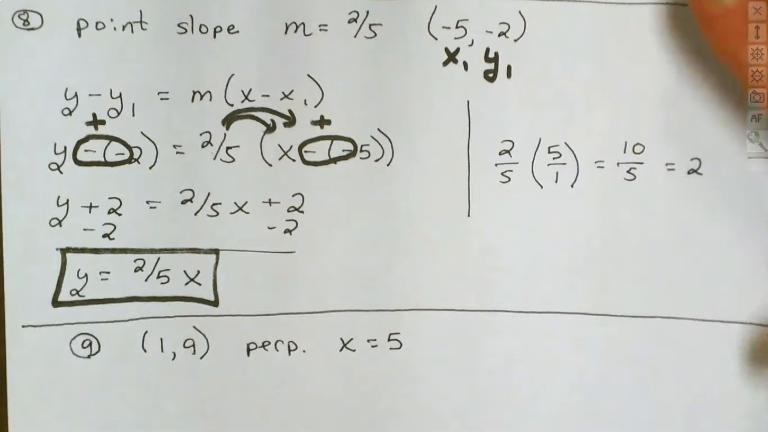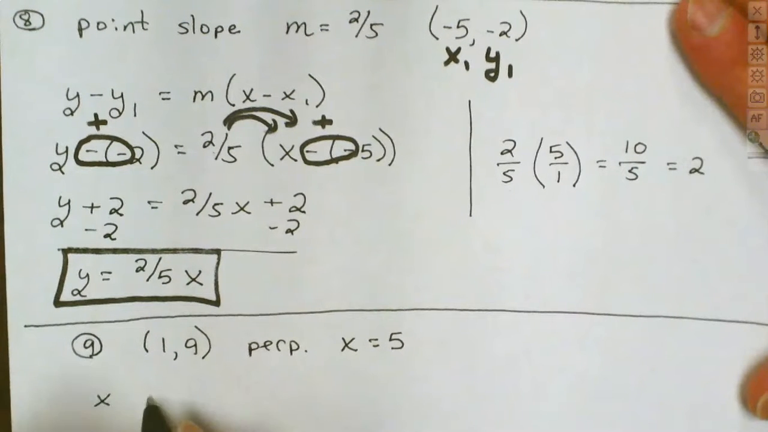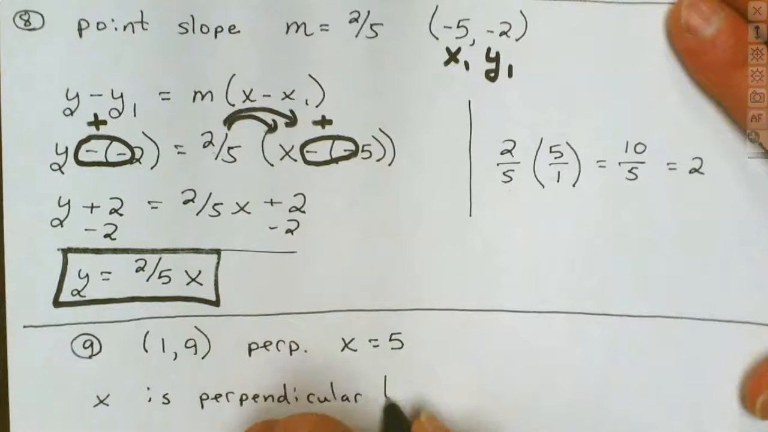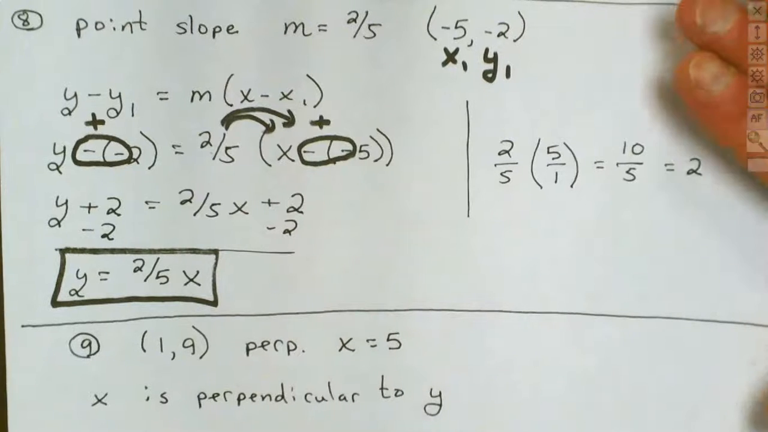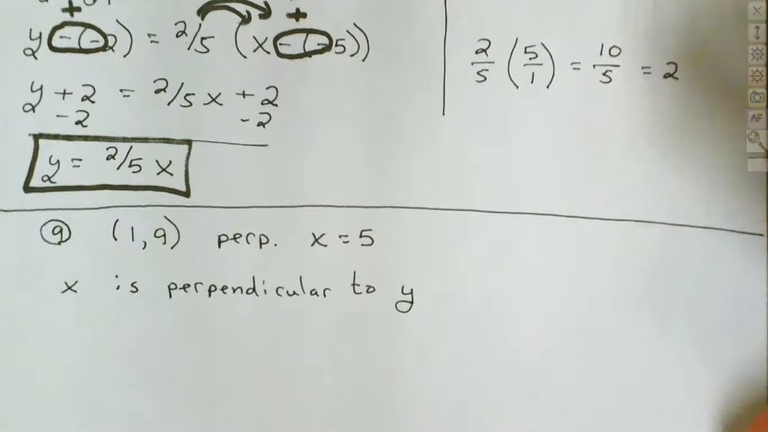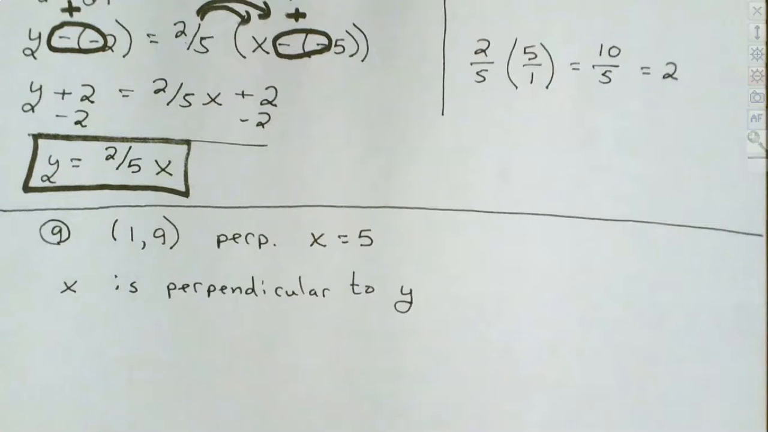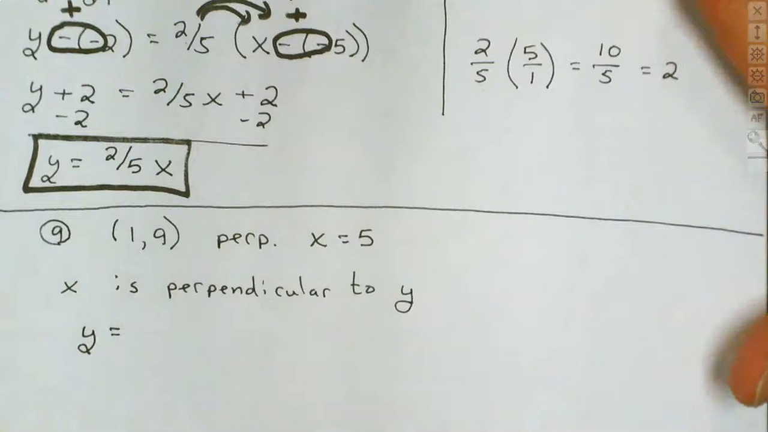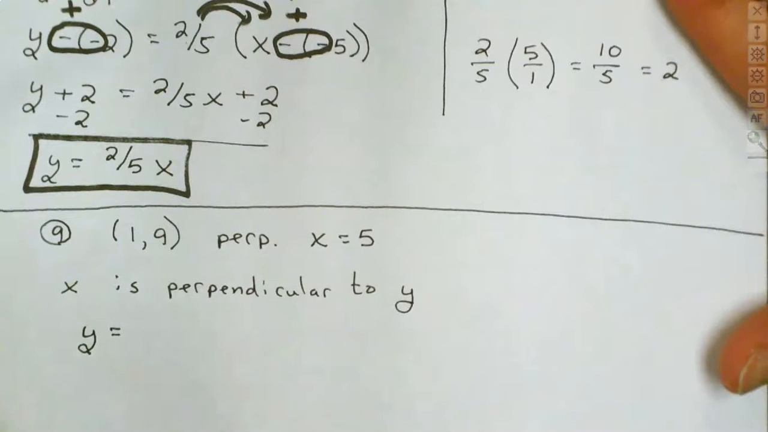What do we know about x and y? Well, x is perpendicular to y. Very important fact there. Okay, x is parallel to x, y is parallel to y, and x and y are perpendicular. They make lines like this. They make an x like this. So in this case, what is our answer going to be? We want to be perpendicular to that x line, so it's going to be a y line.